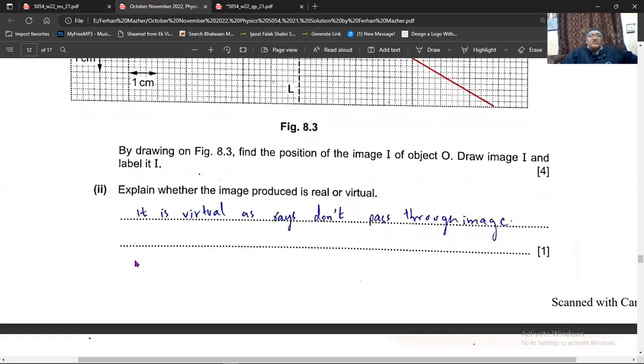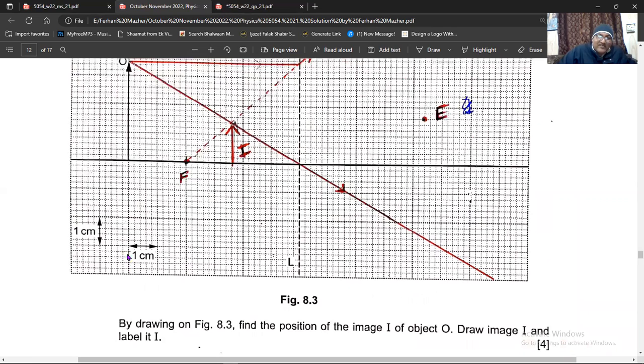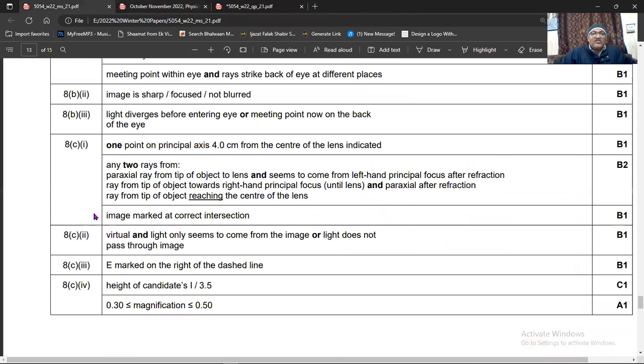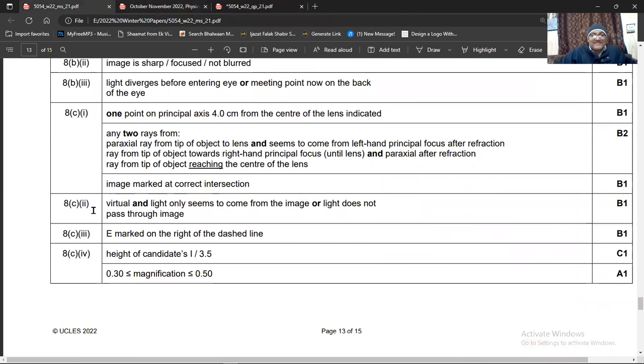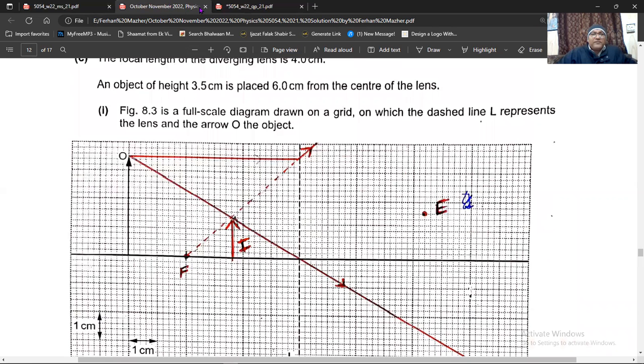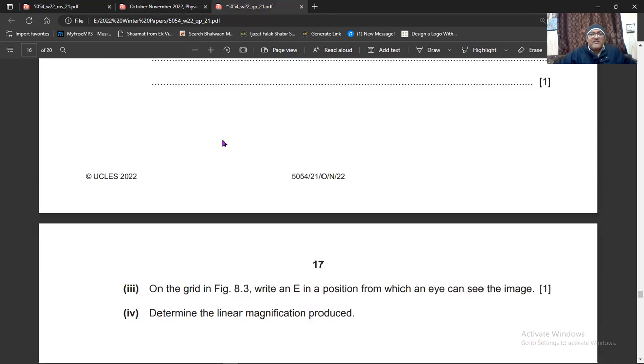It is a virtual image as rays do not pass through image C. All the rays, this ray is imaginary. This is not the real ray. So this image is virtual because you can only see it when you look from the other side through the lens. Okay, so you can write this in your answer.